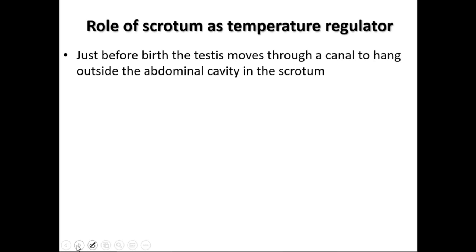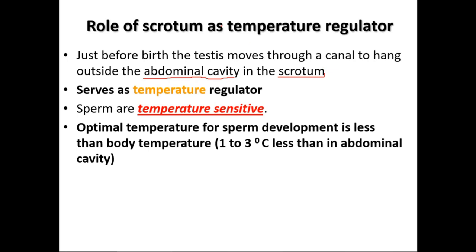So we know before birth, the testis moves through a canal to hang outside of the abdominal cavity in the scrotum. The abdominal cavity is basically the body, okay? So the testis needs to hang away from the body in something called the scrotum in the males. And that happens so that it can regulate the temperature. And the reason it has to regulate the temperature is because sperm is temperature sensitive, okay? When I say it's temperature sensitive, it means that the optimal temperature for sperm development has to be less than body temperature.